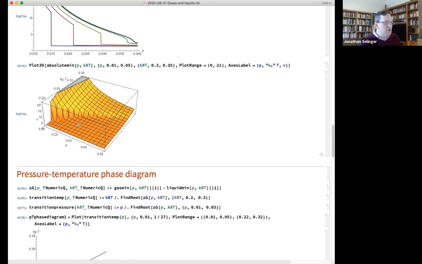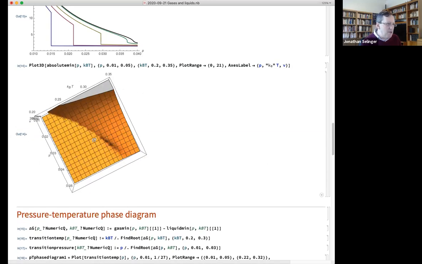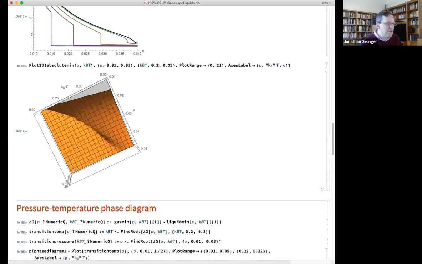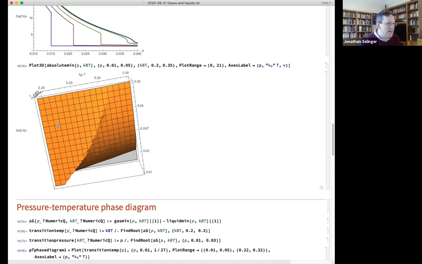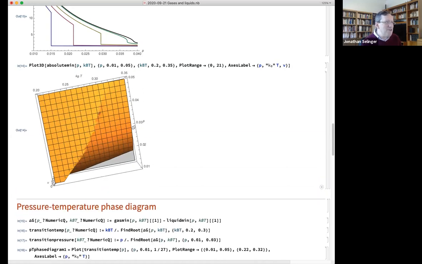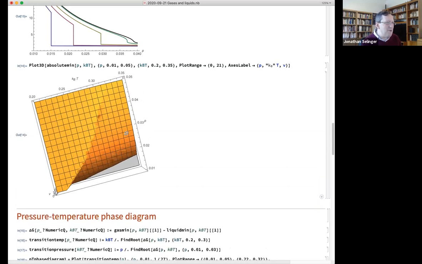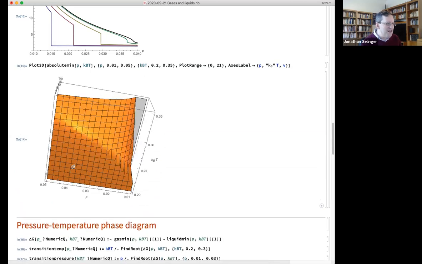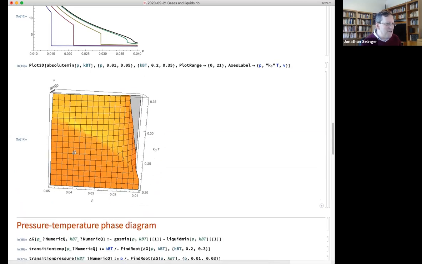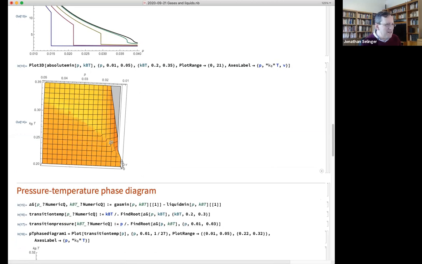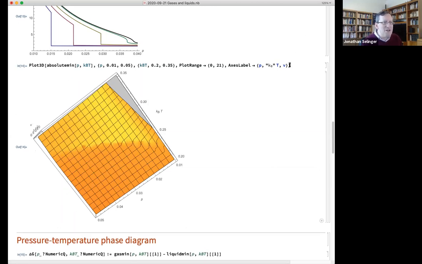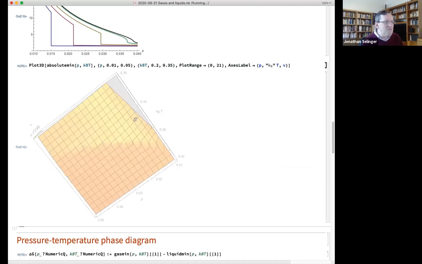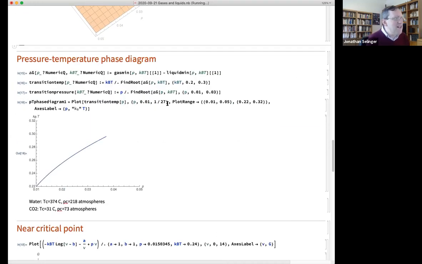So if we look at this picture from above, let's see, we want to have pressure on the horizontal axis and temperature on the vertical axis. Whoops, something is going backwards here. Huh. Let me try to reset it. Well, I'll just skip ahead.